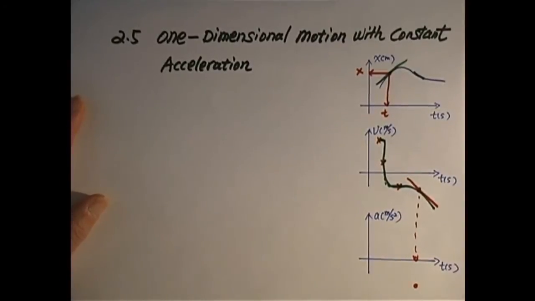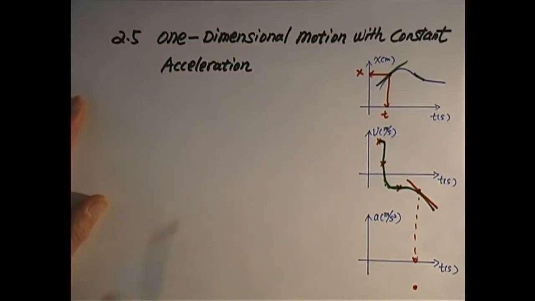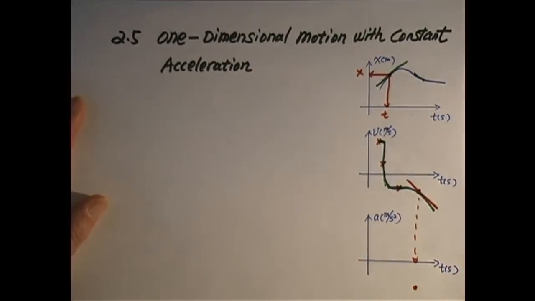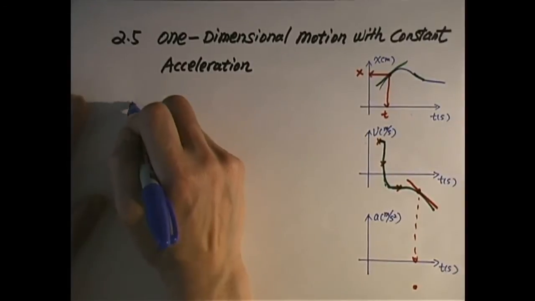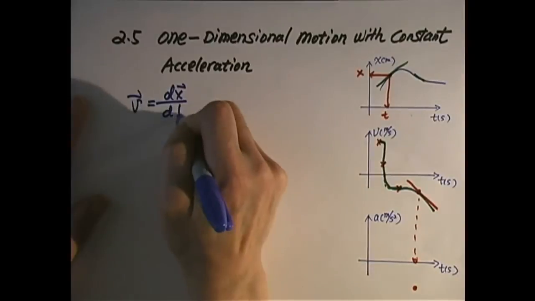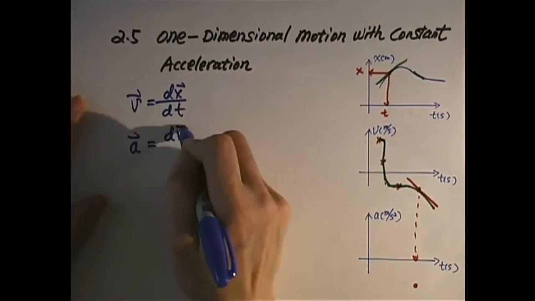It is very interesting to see that from an x versus t graph, we can find information for v versus t, and then later from v versus t, we can find information for a versus t. Mathematically, that is also true. Let's take a look. The definition of instantaneous velocity is dx/dt, and the definition of instantaneous acceleration is dv/dt.